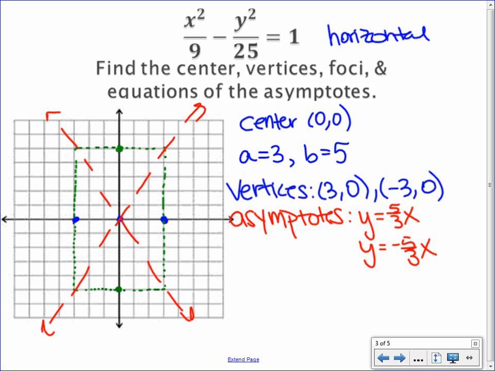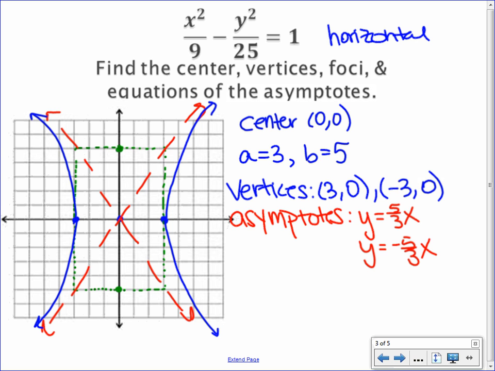Okay? So what you're going to do, you're going to take your vertex points and make a curve that approaches the asymptotes. Do we need to have any points on our graph? Nope, you're going to use the asymptotes to get your shape. But we still need our foci, don't we?